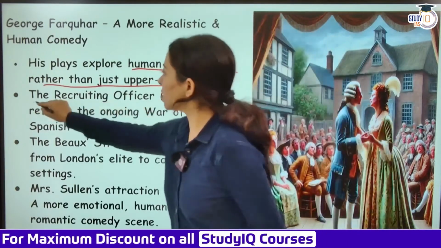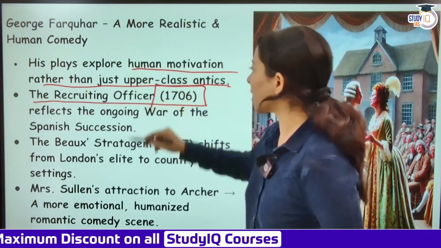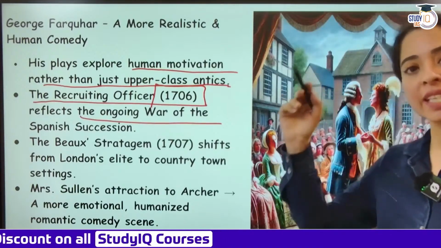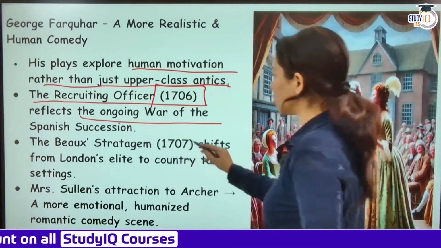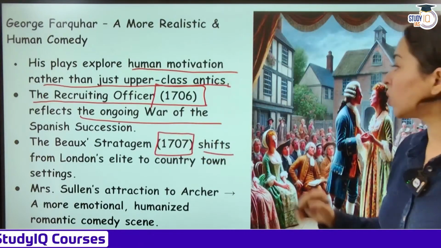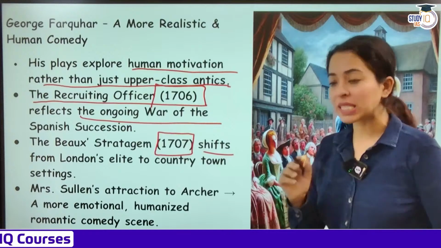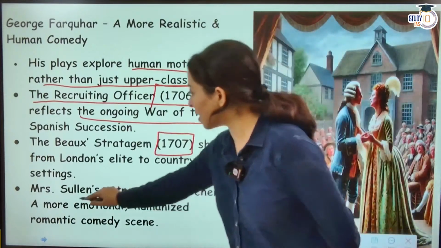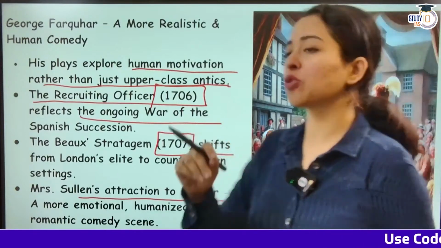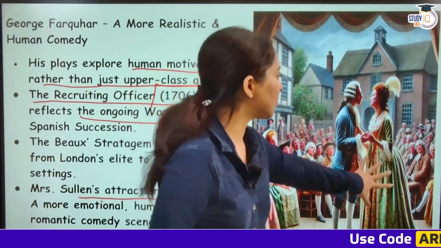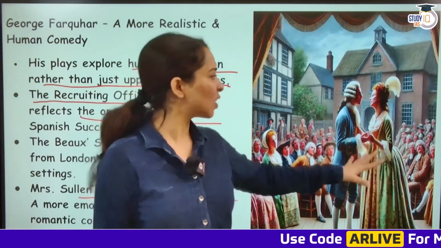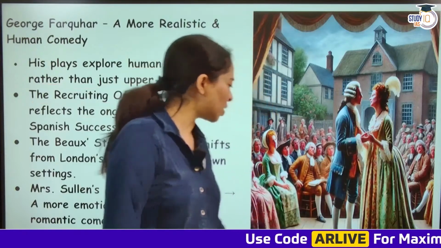The Recruiting Officer, his play from 1706, reflects the ongoing War of the Spanish Succession. The Beaux' Stratagem in 1707 shifts from London's elite to country town settings. Mrs. Sullen's attraction to Archer is a more emotional, humanized romantic comedy scene. So you can see maybe this looks a little more human, not very scandalous, a bit more humanized. So this was George Farquhar.